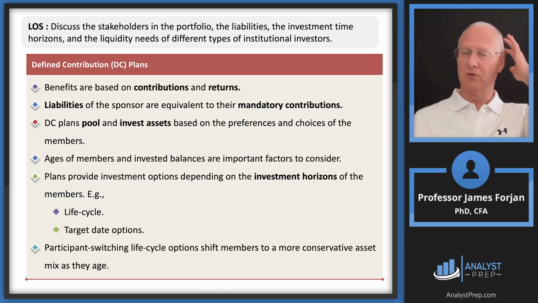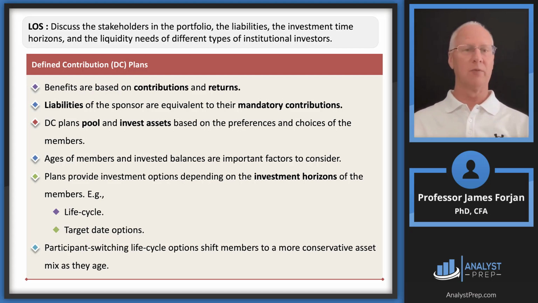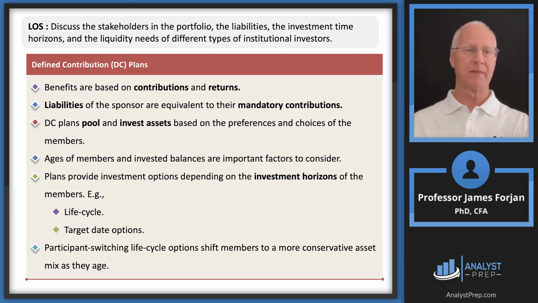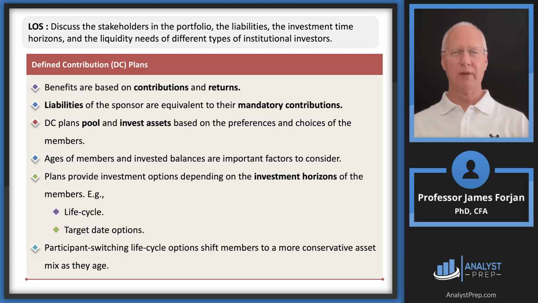Defined contribution plans, which is what most college professors, I'm guessing all college professors, have. I make these contributions. My school makes these contributions. And so the future value of my retirement plan depends on how much I contribute, how much my college contributes, and then what we do with it. If we just put it in a money market fund, I get 1% or 2%, or if I put it in all sorts of crazy equity securities, then I'm taking all the risk. And that's pretty much the big difference here. The liabilities of the sponsor are equivalent to their mandatory contributions. That makes sense there.